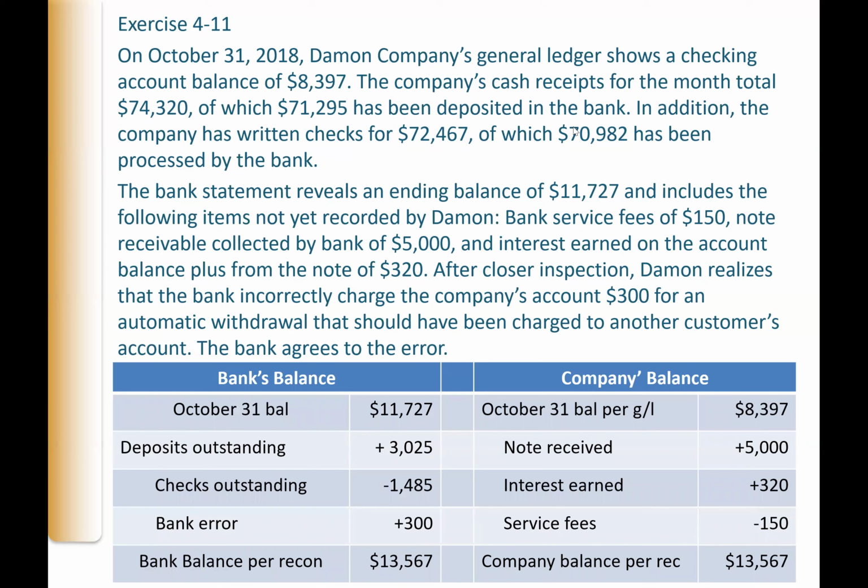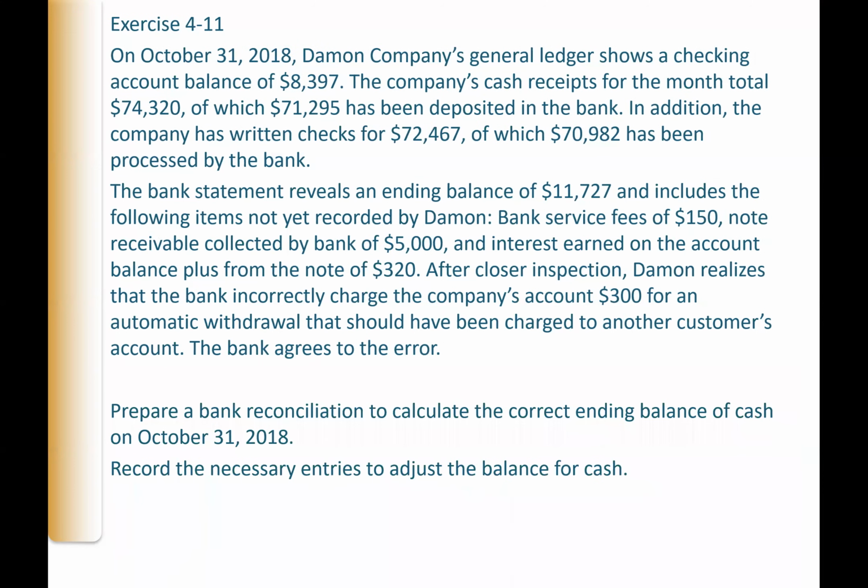So this one, on October 31st, Damon's company general ledger shows a checking account balance of $8,397. The company's cash receipts for the month total $74,320, of which $71,295 has been deposited in the bank.